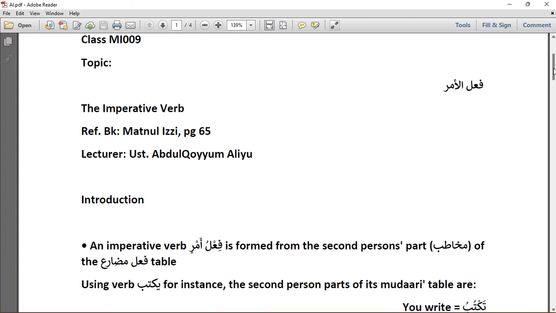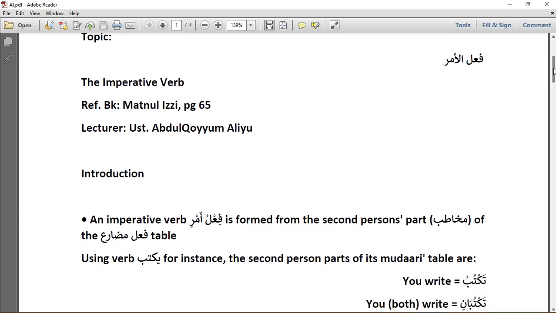Inshallah, tonight we welcome you back to the next Sorf class, Sorf class 9 from the Matnul Izzi. Tonight's topic is Fi'lul Amr. As we all know, Fi'lul Amr is usually formed from Fi'lul Mudori. This topic has been treated once before, so if you want to revise, you can check the link attached to the lesson notes. Fi'lul Amr is usually formed from the Mukhatab, the second person verbs of Fi'lul Mudori.